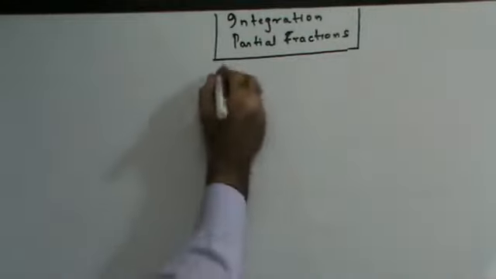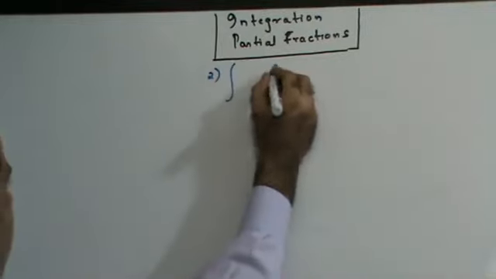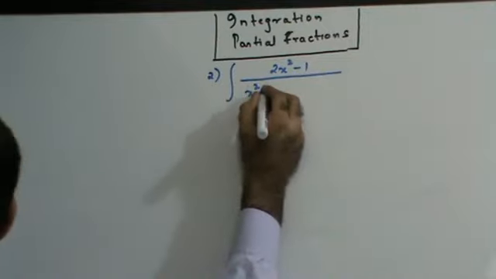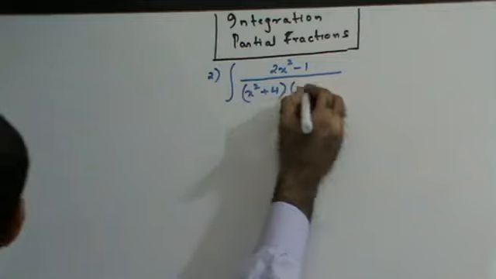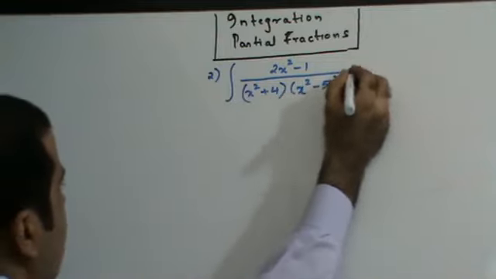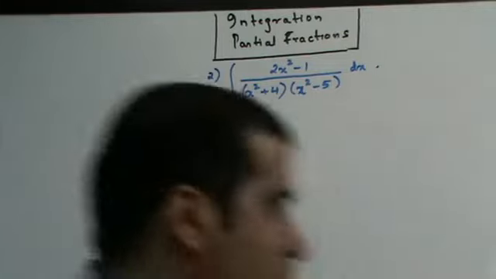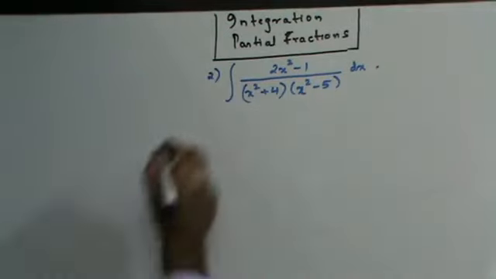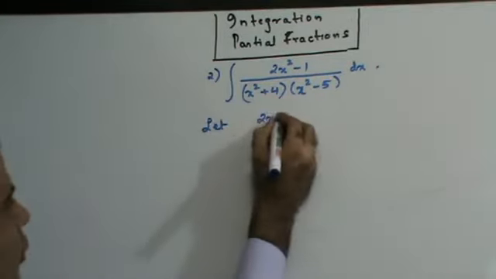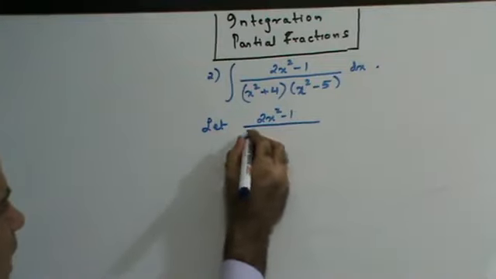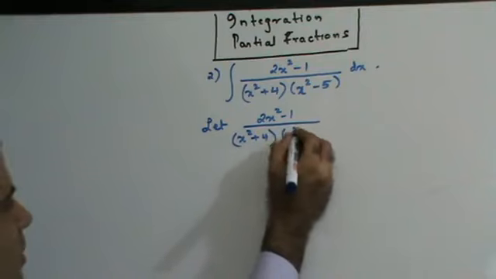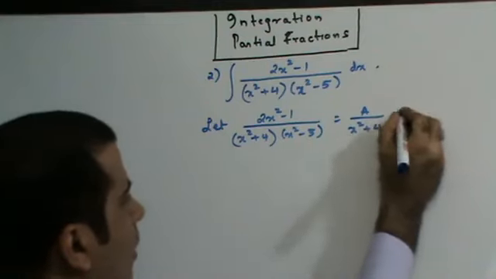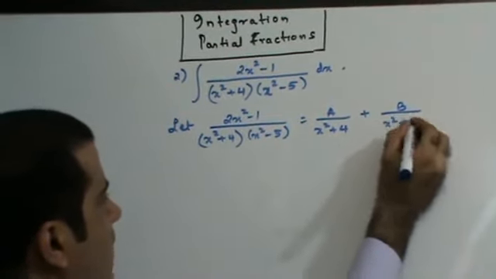Integral of 2x square minus 1 upon x square plus 4 into x square minus 5 dx. Now, here they've already given it to you in terms of factors, so you will straight away say let 2x square minus 1 upon x square plus 4 into x square minus 5 be equal to a upon x square plus 4 plus b upon x square minus 5.